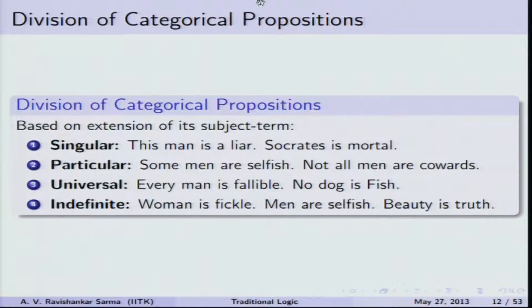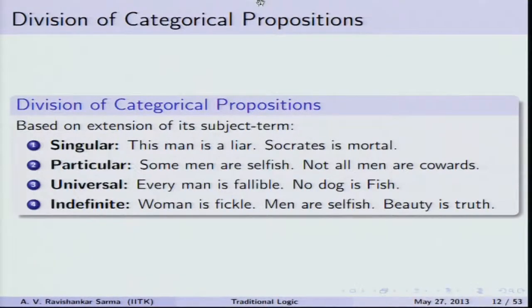And universal: "Every man is fallible," meaning everyone makes mistakes. It refers to the entire class of human beings, so it is a universal categorical proposition. All these distinctions are based on the extension of the subject term. The subject term in "Every man is fallible" is man, referring to the whole class, since fallibility is attributed to the whole class of men. That is why it is called a universal proposition.